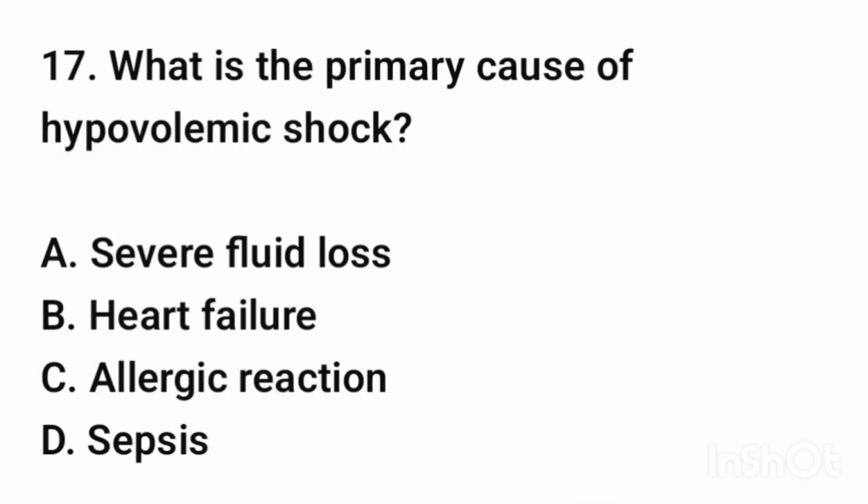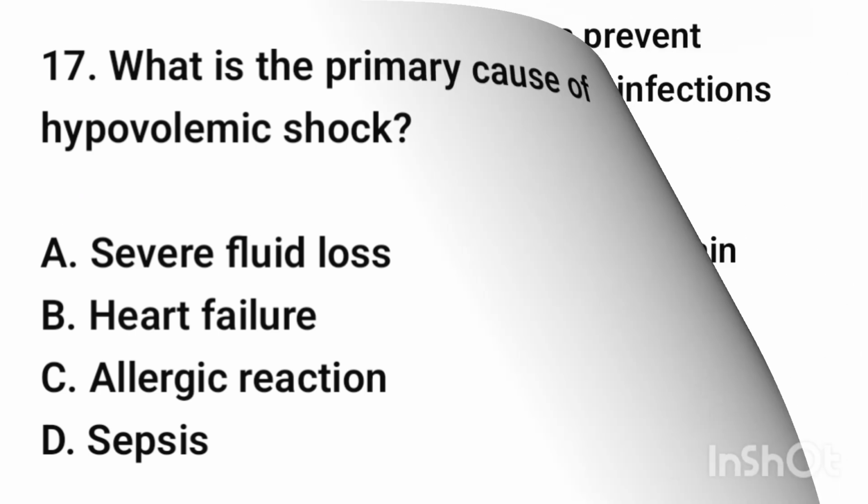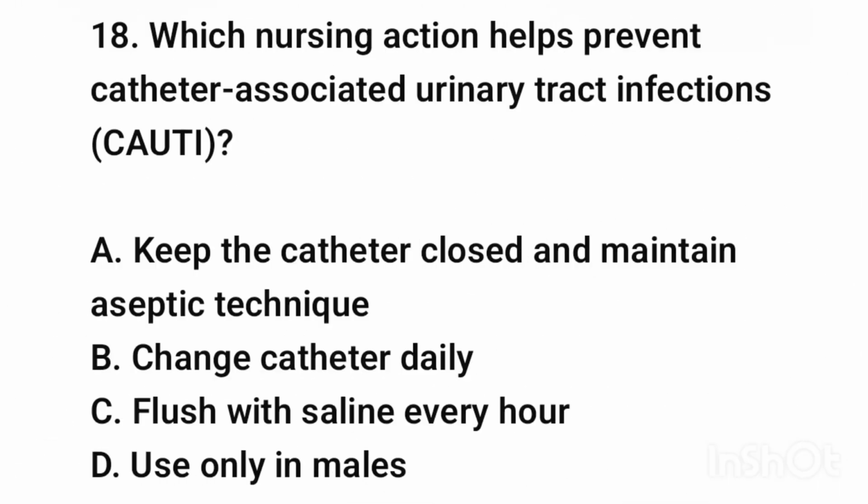Question number 17. What is the primary cause of hypovolemic shock? The correct answer is option A, severe fluid loss. Question number 18. Which nursing action helps prevent catheter-associated urinary tract infection, CAUTI? The correct answer is option A. Keep the catheter closed and maintain aseptic technique.